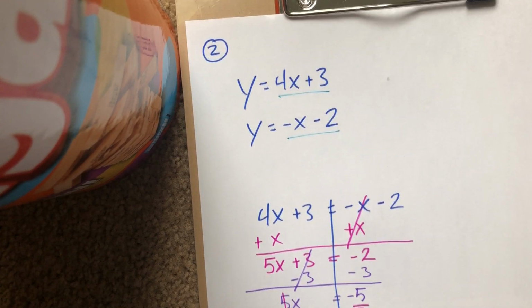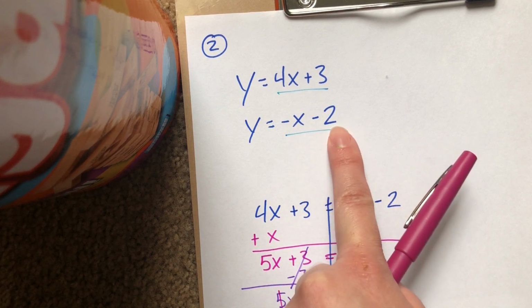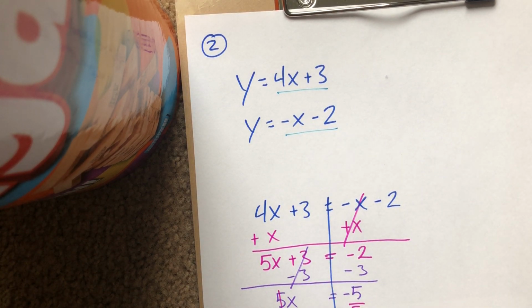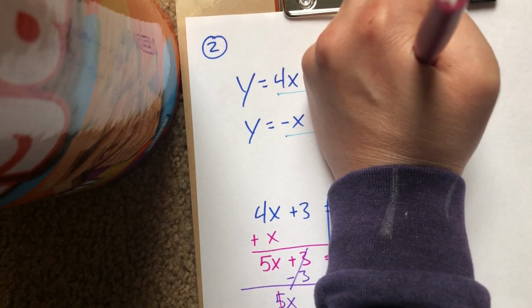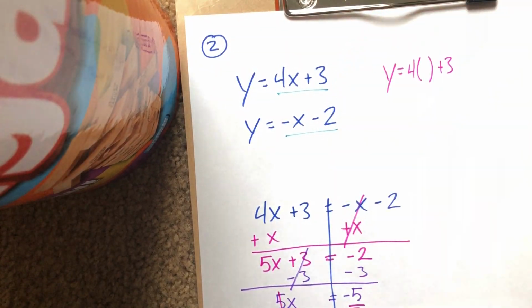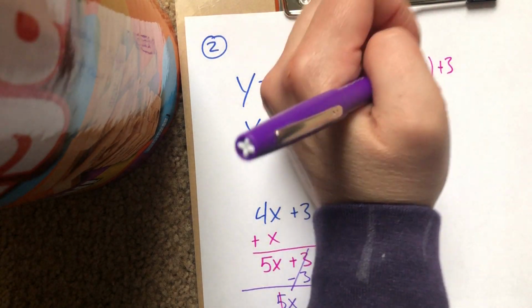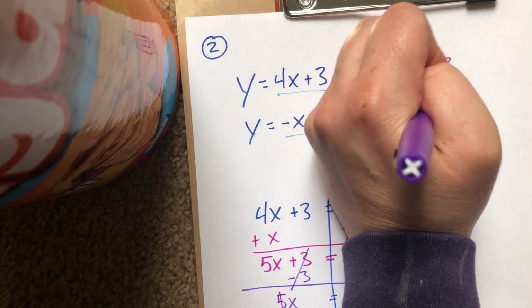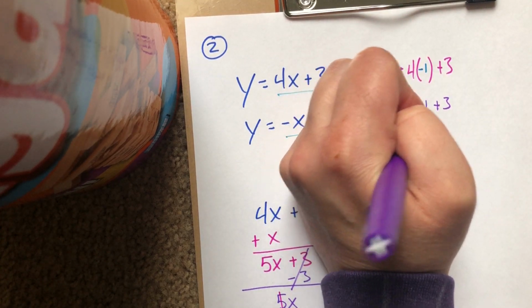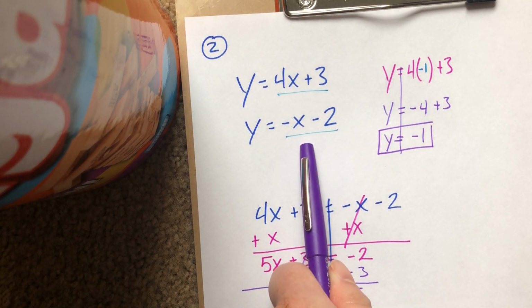All right, going back to the top, I have y equals 4x plus 3 and y equals negative x minus 2. I can use either one of these to figure out y if I plug in negative 1 for x. And so I will go ahead and write it up here. I have y equals 4 times x plus 3. And I'm going to go ahead and plug in the negative 1 here. So I can just simplify until I have one number. 4 times negative 1 is negative 4 plus 3. So negative 4 plus 3 is going to be negative 1. Y is negative 1.